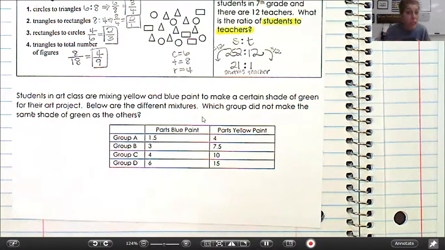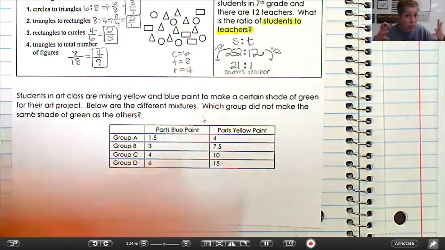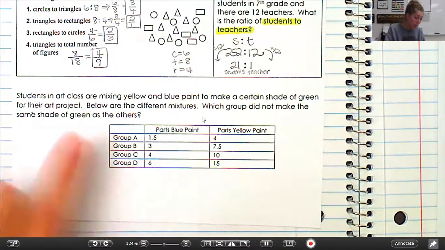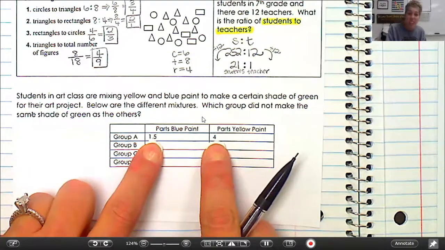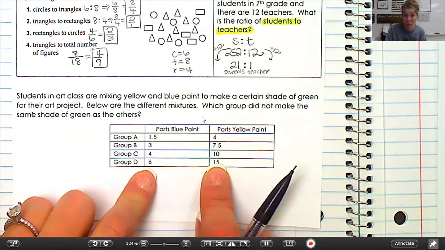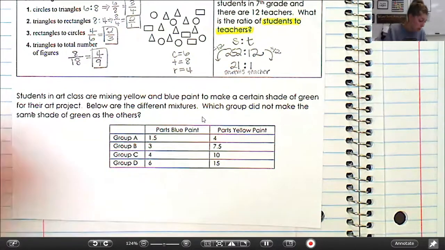Okay, so hopefully we know that blue and yellow make green. Sorry about the hand on the camera again, but hopefully you're aware of that. If not, yes, blue and yellow make green.